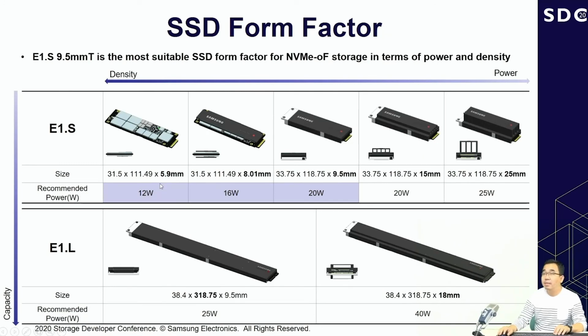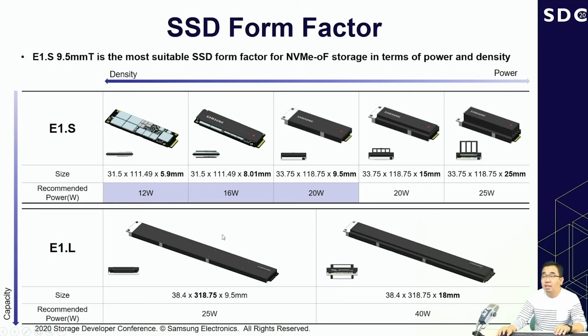We investigated SSD form factors very carefully when we designed the system. Since the EDSFF form factor is designed for data centers, it has many benefits compared to traditional form factors like U.2. There are different kinds of E1 form factor, E1.S and E1.L. With E1.L, you can have a maximum of 32 terabytes of capacity. With E1.S, you can have 5 different thickness options from 5.9 to 25 millimeter.